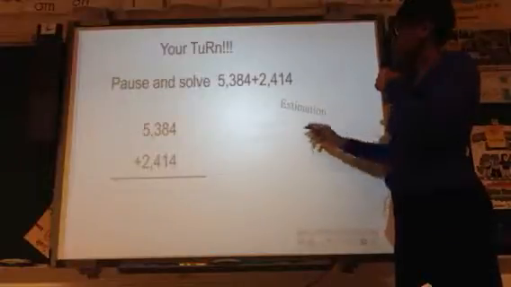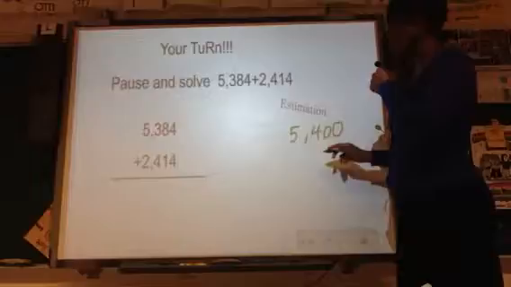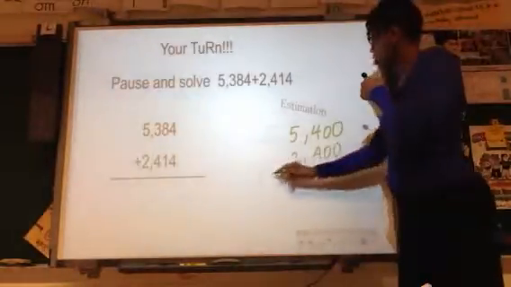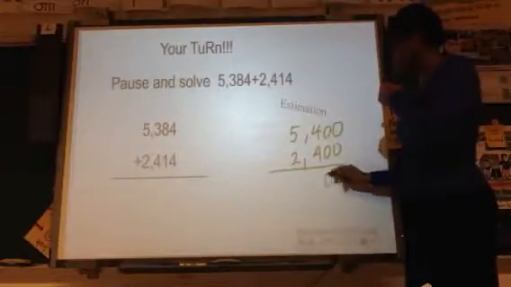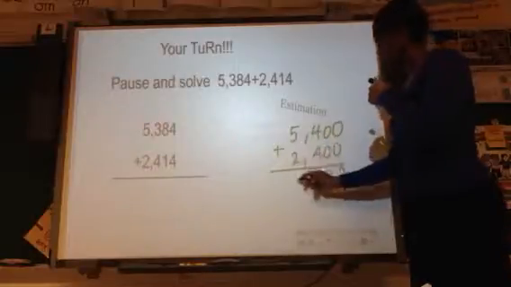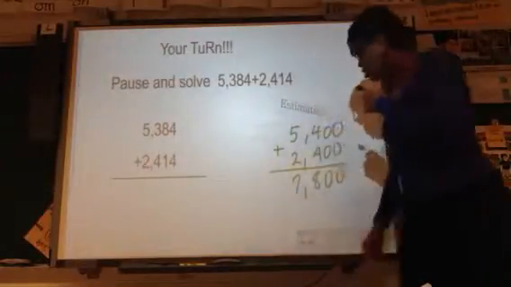5,384 is about 5,400. Again, we're just estimating. And then 2,400. So then let's look. Start in the ones place. 0 plus 0 is 0. 0 plus 0 is 0. 4 plus 4 is 8. And 5 plus 2 is 7. So 7,800 is our estimation.